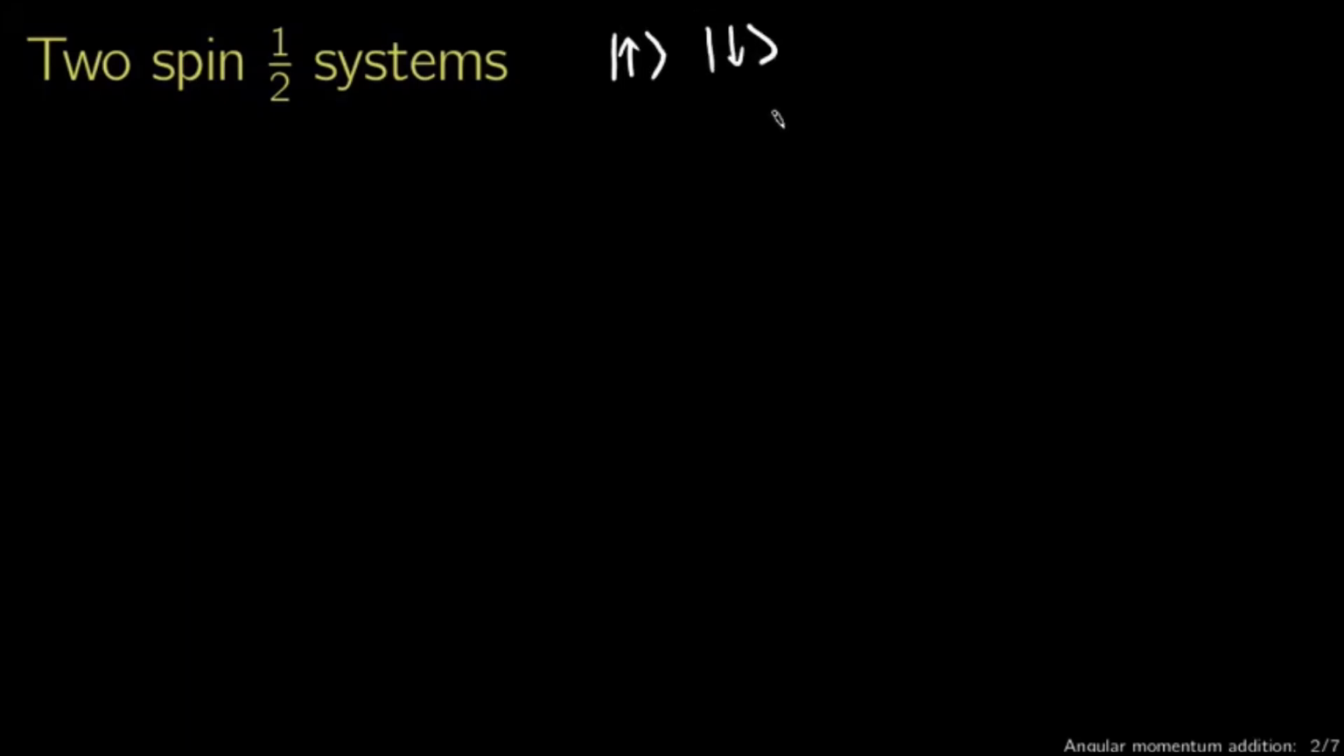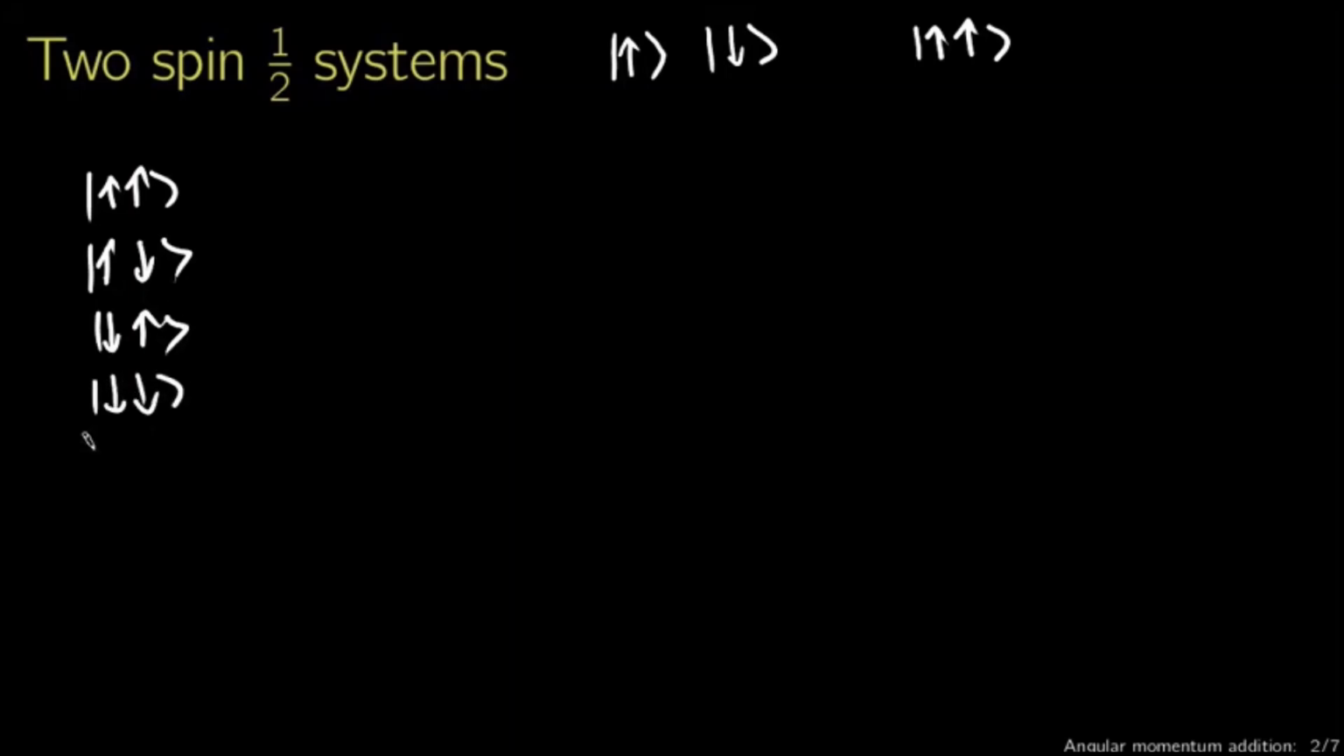And if I'm going to have two spin 1/2 systems, I'm going to write that, for instance, as two arrows inside my ket. So up, up, down, or whatever. The possibilities that we have, if we've got two up spins, two down spins, one up, one down, etc., are either up up, up down, down up, or down down. Just the four possibilities for either up or down.